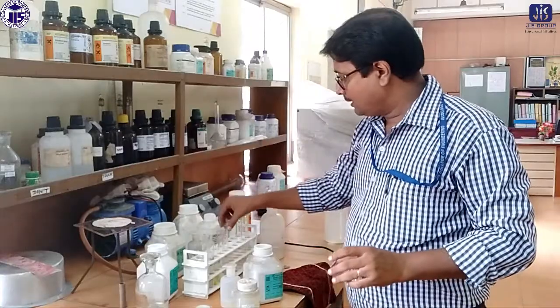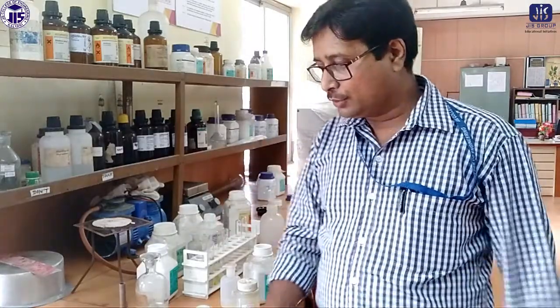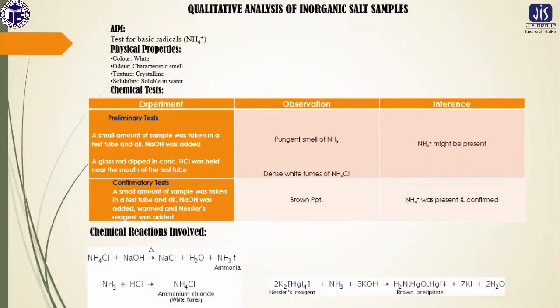So students, this is all about our practical, that is the confirmatory test and preliminary test, the dry and wet tests of the cations, or basic radicals. Now students, I am going to show you one example of how you will write down or represent your copy. I am giving one example.